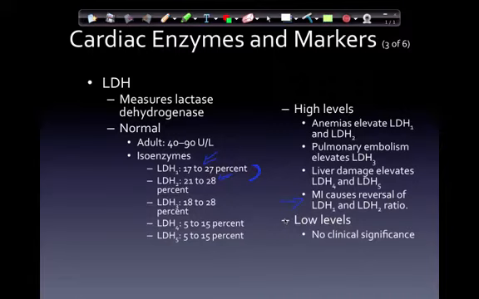High levels: anemias, elevated LDH1 and 2; pulmonary embolism, elevated LDH3; liver damage, elevates LDH4 and LDH5. An MI causes a reversal of the LDH1 and LDH2 ratio. Low levels have no clinical significance.